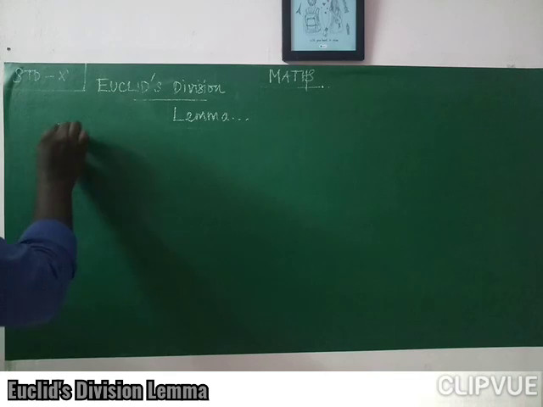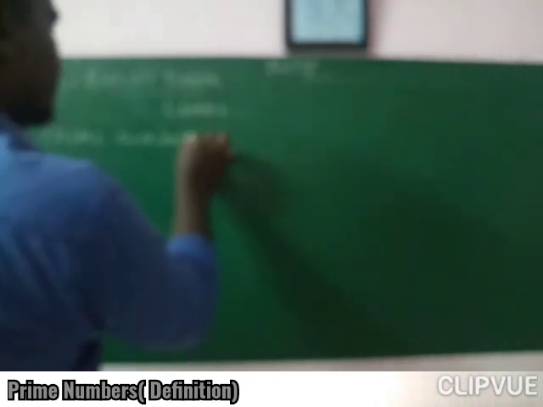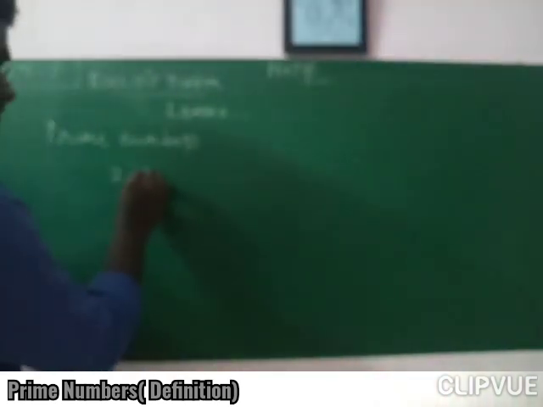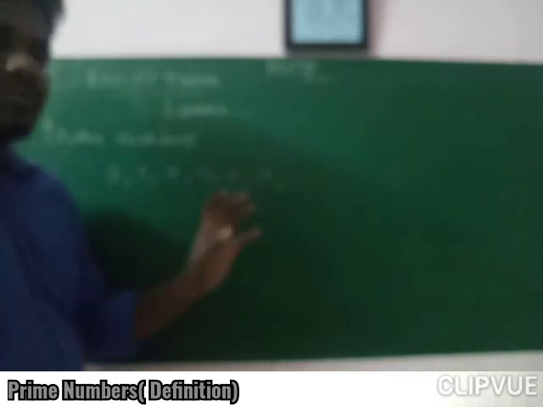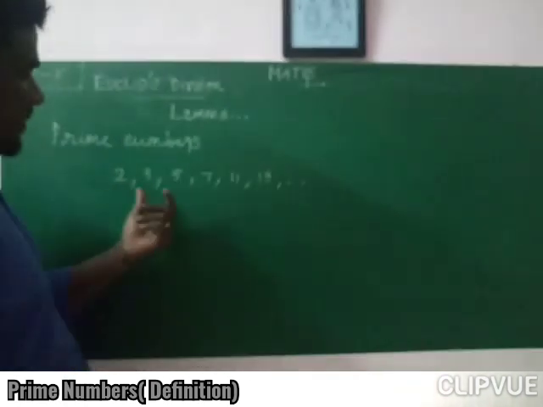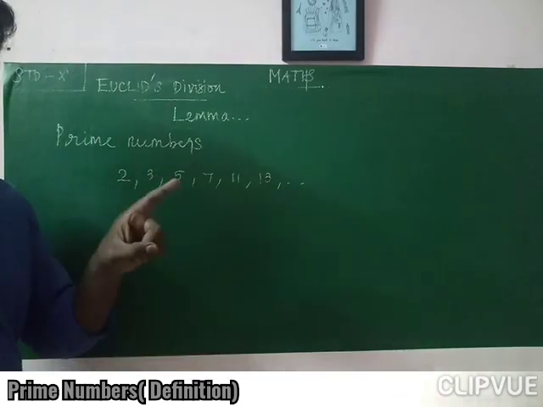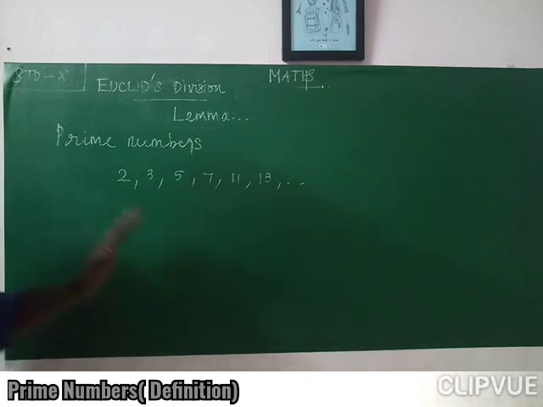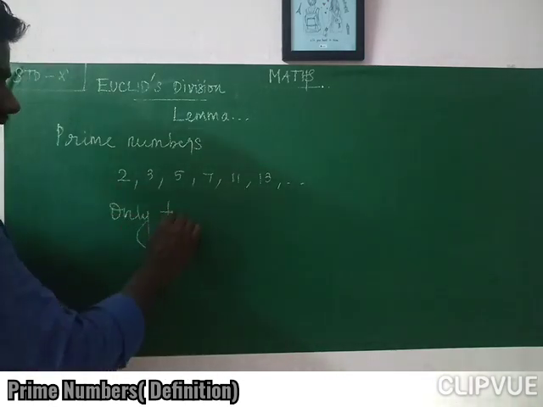You know prime numbers: 2, 3, 5, 7, 11, 13 and so on. These numbers are known as prime numbers. Why should we call them prime numbers? The number should be divisible only by 1 or the number itself. That's why it is called a prime number, or we can say a prime number has only 2 factors.